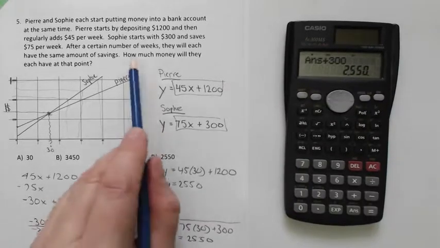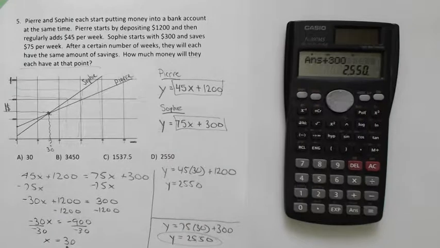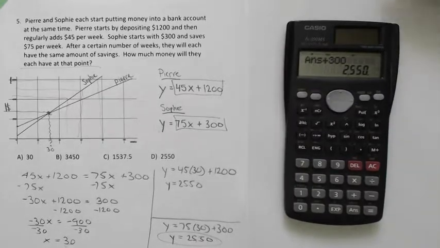The question says, how much money will they each have at that point? Well, there's the answer to the question. Make sure you answer the question, right? Don't say 30. That's the number of weeks, which is true. But that's like me asking you how old you are and you telling me your name. You might have told me your name accurately, but you want to make sure you answer the question that you're asked. $2,550 is how much they both have.